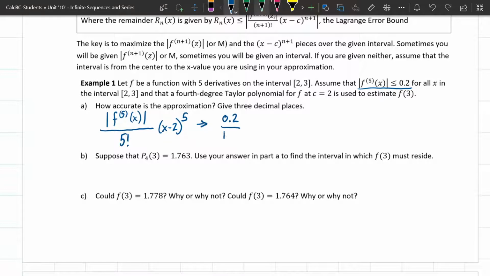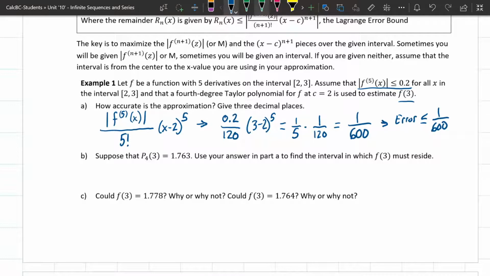5 factorial is 120. And for the x minus 2, we're asked to estimate f of 3, so let's go ahead and plug that 3 in. We're going to get 3 minus 2 to the 5th power. Well, 3 minus 2 is just 1, and 1 to the 5th power is just 1. So we've got 0.2, which is 1/5, times 1 over 120. That's going to give us 1 over 5 times 120, which is 600. So our error is less than or equal to that value there.